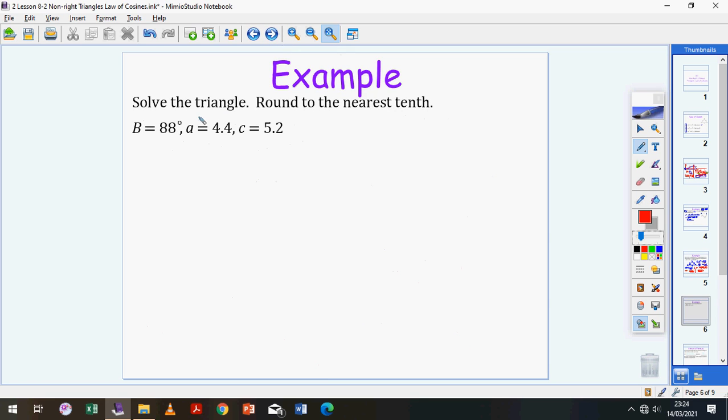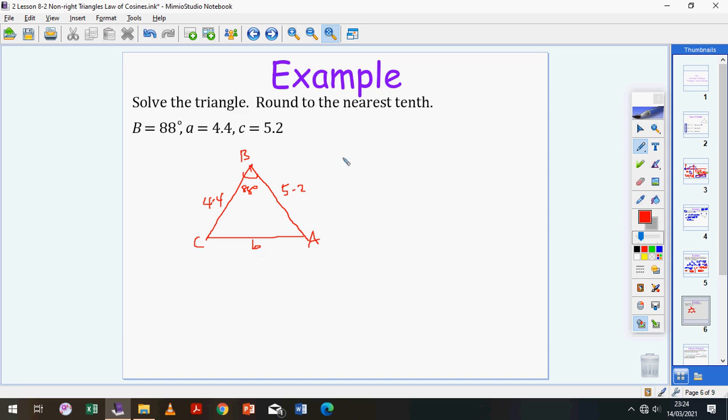Solve this triangle. Remember, solving means find all unknown sides and find all unknown angles. So if this is angle B and it's 88 degrees, then this is side A, it is 4.4, and this is side C, it is 5.2. That's side C. So first thing you want to do is find side B.